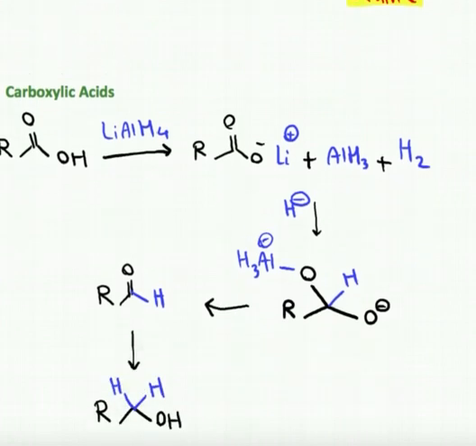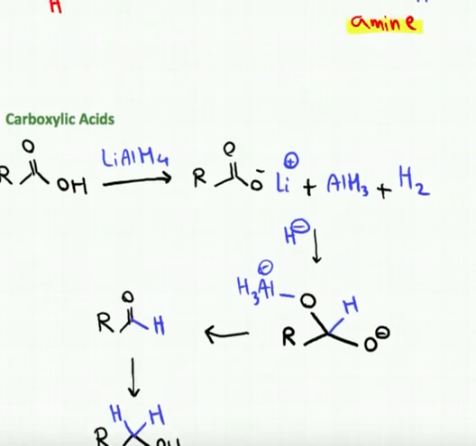And lastly, let's talk about carboxylic acids. Again, first let's look at lithium aluminum hydride. So I mentioned that hydride ions are strong bases. What do you know about this hydrogen? So this is an acidic hydrogen. Remember, carboxylic acids are acidic. So this hydrogen is going to react with this hydride ion, and this gives us the carboxylate ion plus hydrogen gas.